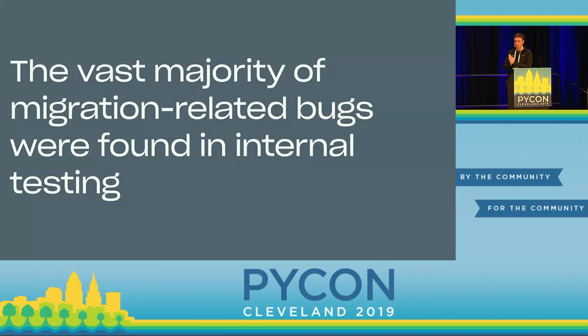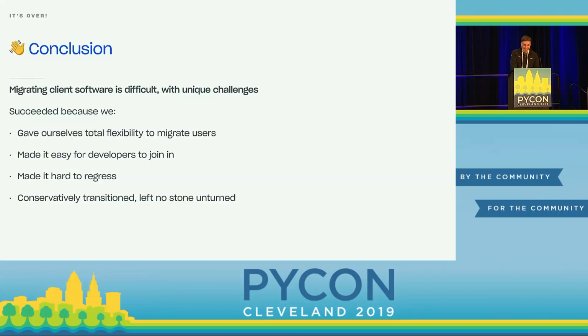So this conservative approach basically meant that the vast majority of migration bugs were actually found in the first stage. In fact, there was one bug we found afterward, and that was where we briefly broke proxy support, but that was fixed really quickly. So dogfooding works.